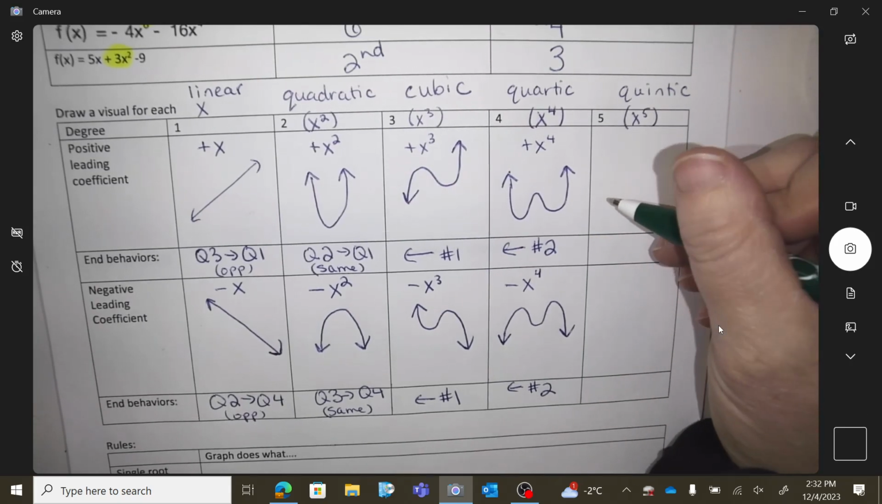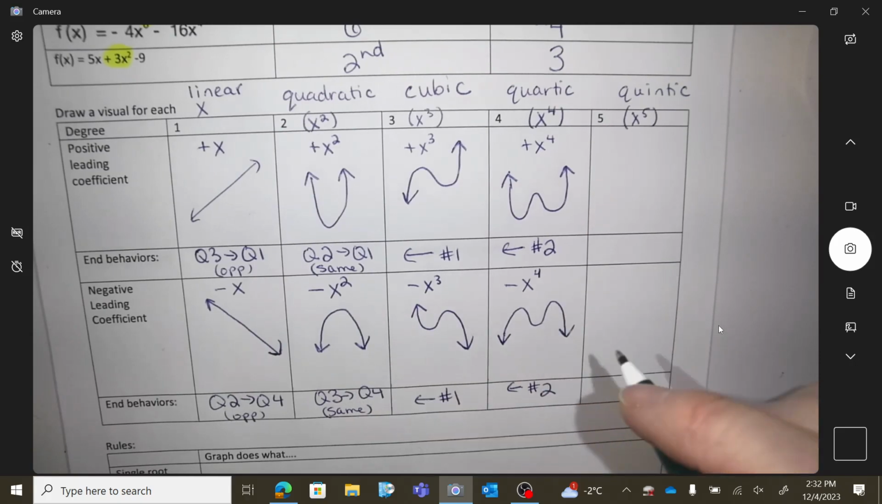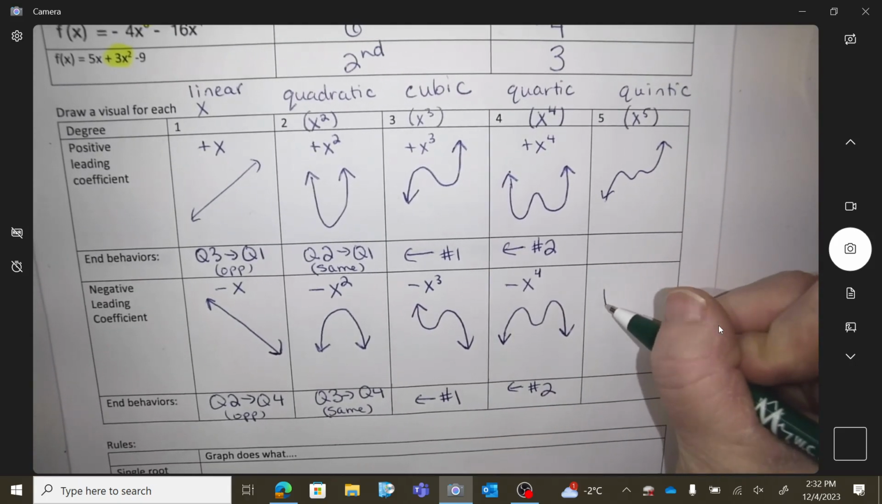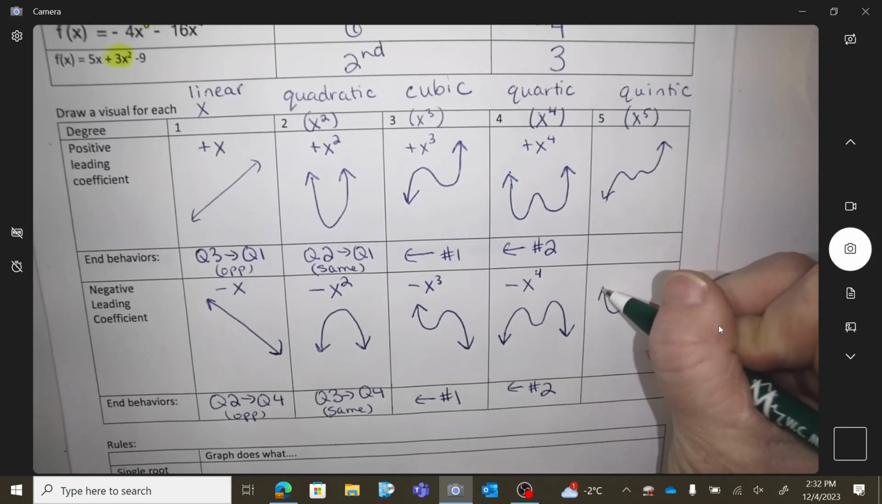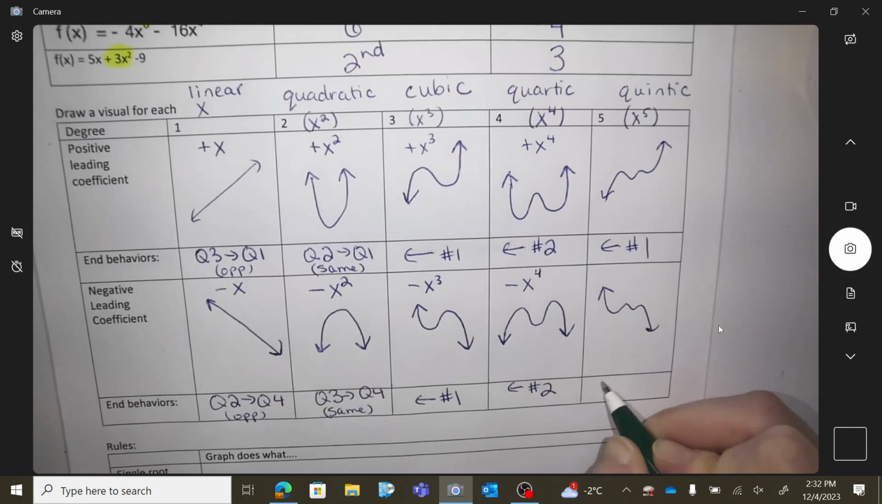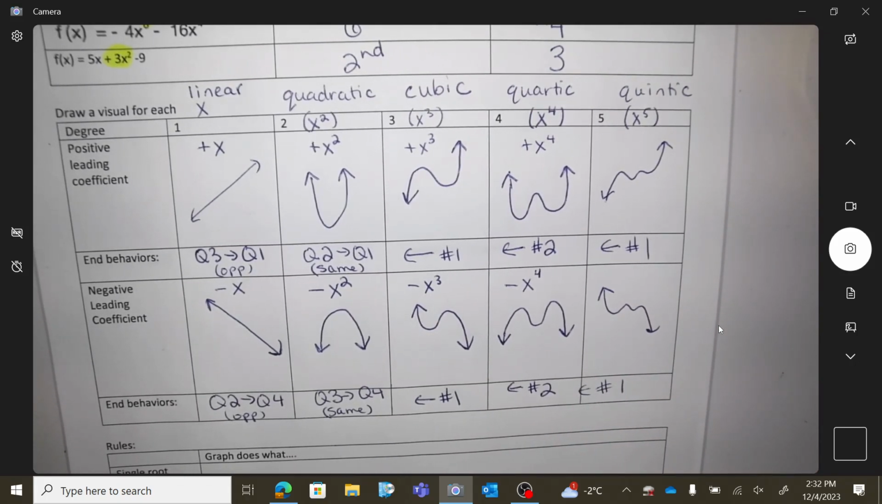And a 5th degree is a cubic, and there's a potential for it to have an extra bump. Whoa. That's wild. Okay, pencil or what?